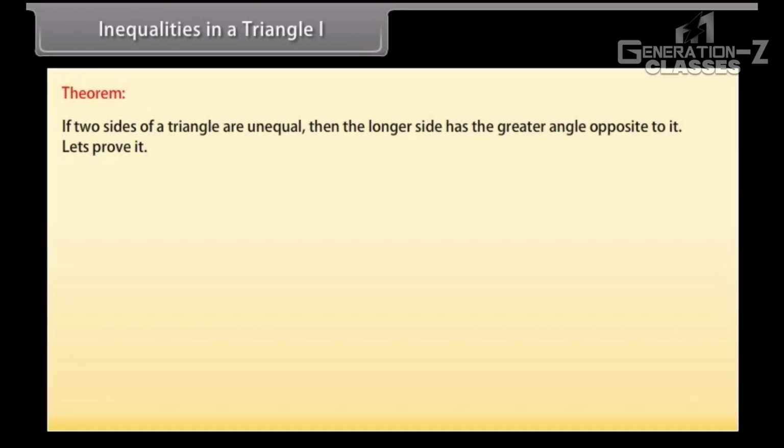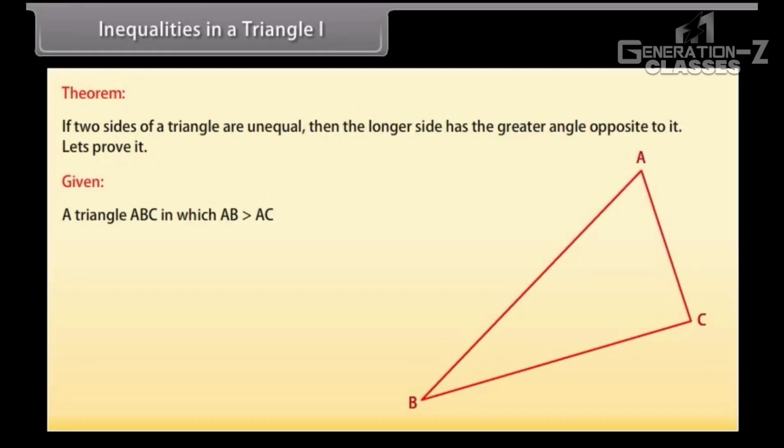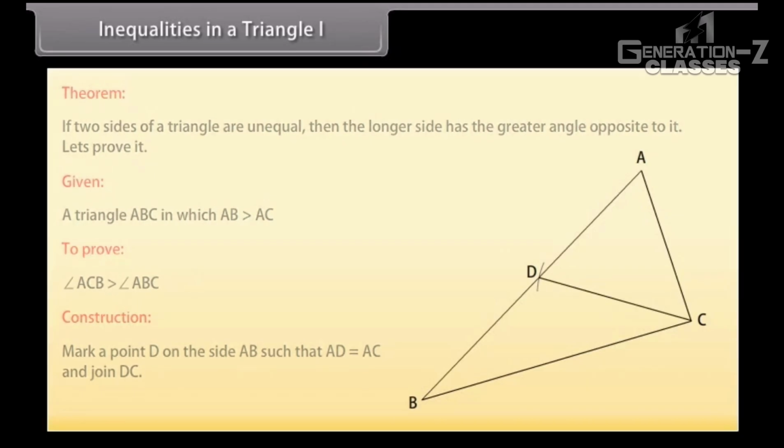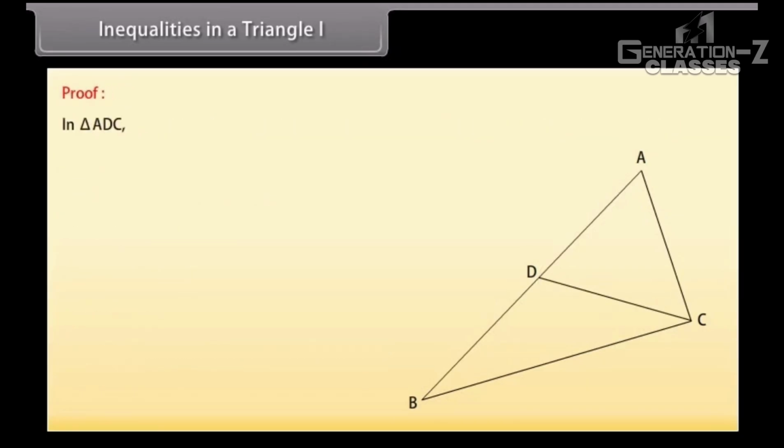Let's prove it. Given is a triangle ABC in which AB is greater than AC. We have to prove that angle ACB is greater than angle ABC. Construction: mark a point D on the side AB such that AD is equal to AC and join DC. Proof: in triangle ADC, AD is equal to AC. Therefore, angle ACD is equal to angle ADC because angles opposite equal sides of a triangle are equal.